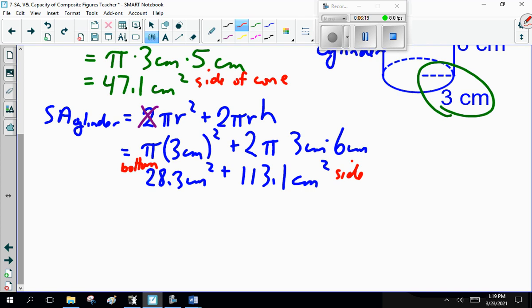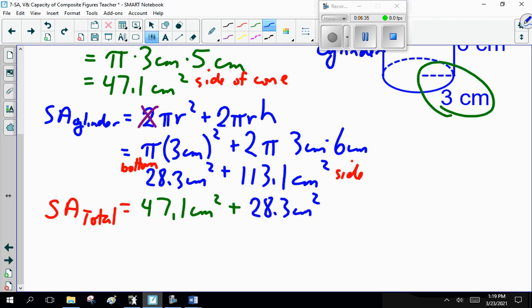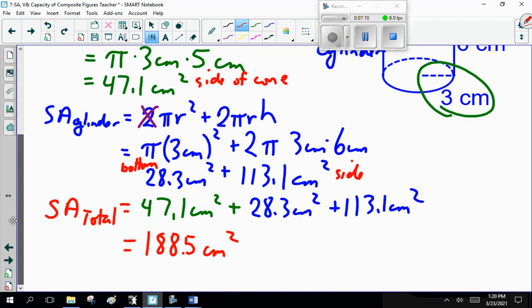Anyway, so if you say total, it'd be the side of the cone, 47.1 centimeters squared, plus the bottom, 28.3 centimeters squared, plus the side, 113.1 centimeters squared. Adding these together, I get 188.5 centimeters squared. Did I get it right? Woohoo! And that is to the nearest square centimeter, 188 centimeters squared.